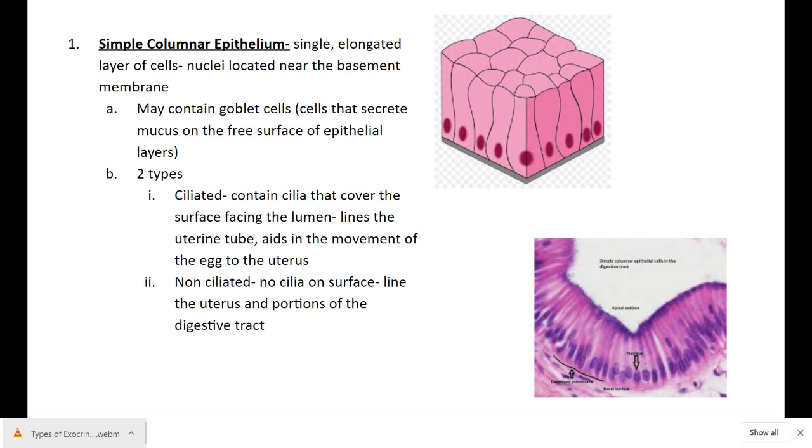Non-ciliated cells do not have cilia, so they're going to be smoother. These would line portions of the digestive tract and the uterus. As for functions, they provide some protection, and they are used for secretion and absorption of certain products from our food in the digestive tract. So that's simple columnar epithelium.